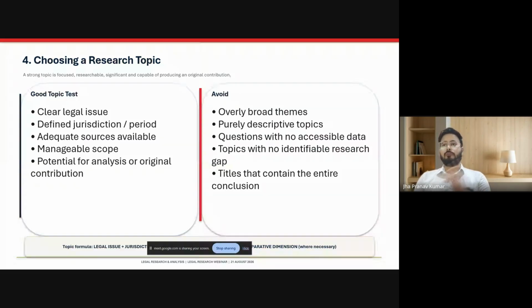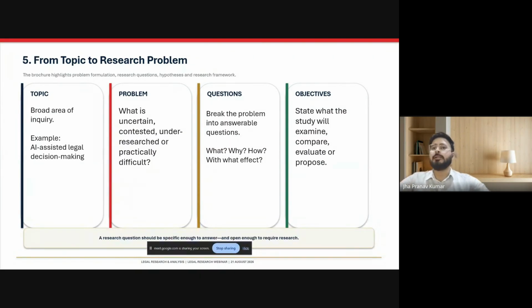So what we need to avoid is broad themes, right? You need to avoid being purely descriptive. You need to avoid questions with no accessible data, which I talked about. Okay? Right now we have no particular data related to community service. Avoid topics with no identifiable research gaps, or titles that contain entire confusion. So you cannot start with something which has come to an end, right? So I presume you understand this.